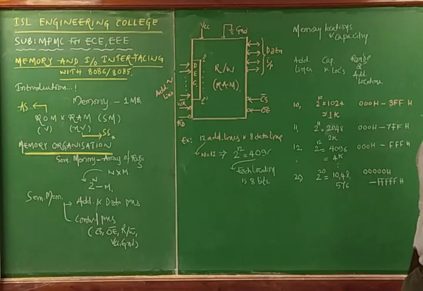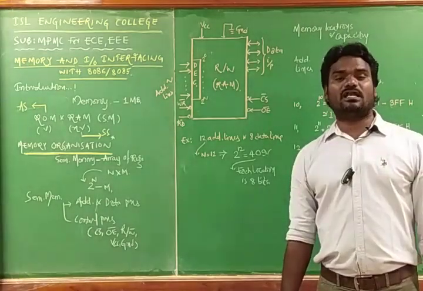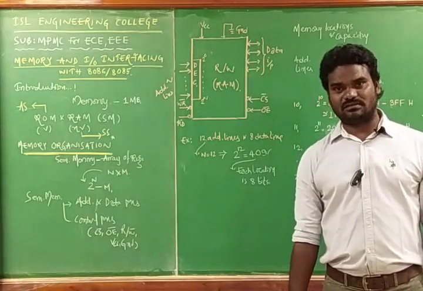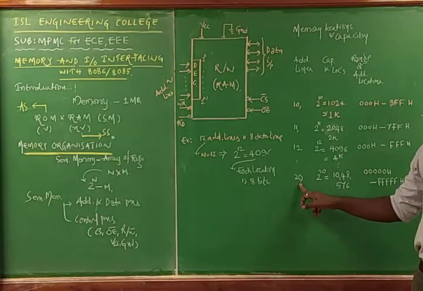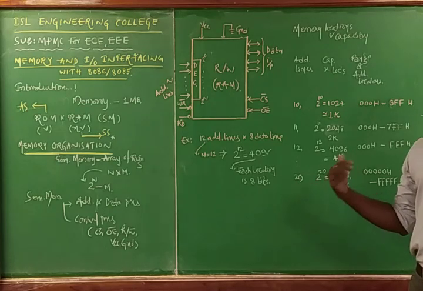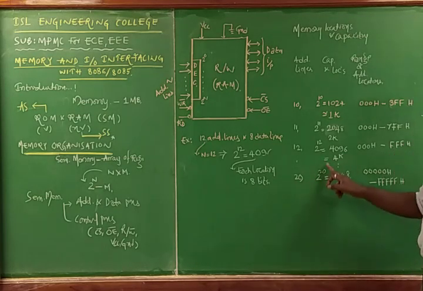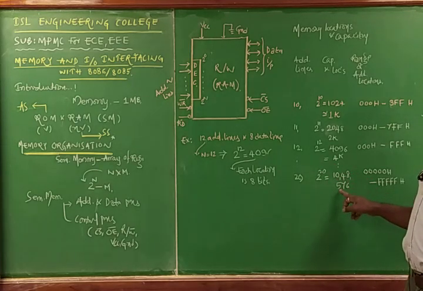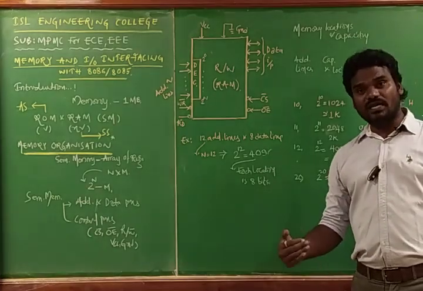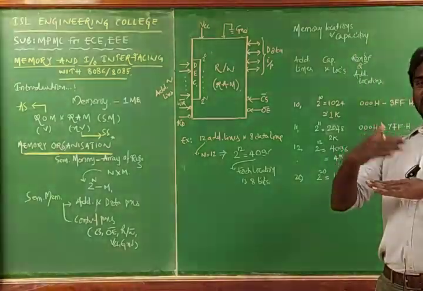But our microprocessor has 20 address lines. How many address lines does it have? 20 address lines. That means n is equal to 20. If n is equal to 20, how many memory locations can it have internally? That is 2 power of 20, which is 10,48,576, which is equal to 1 megabyte. 1 megabyte of memory it can have. How many locations does it have? 10,48,576.